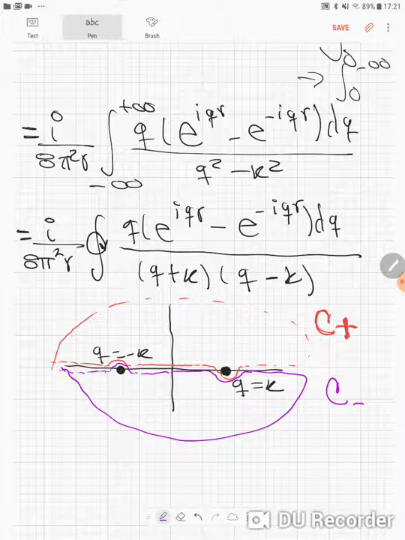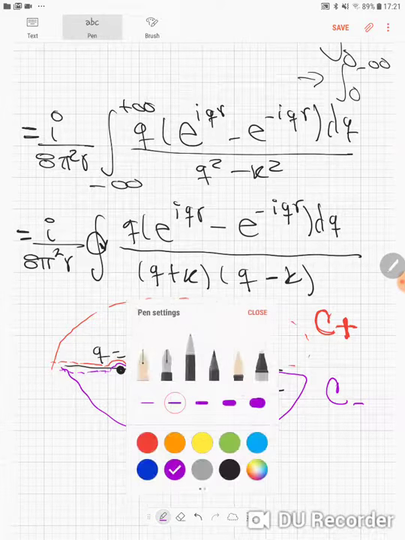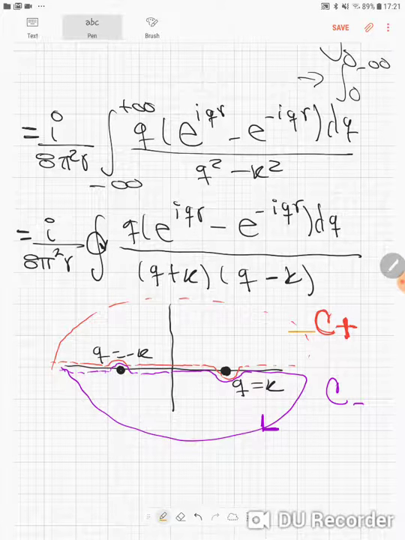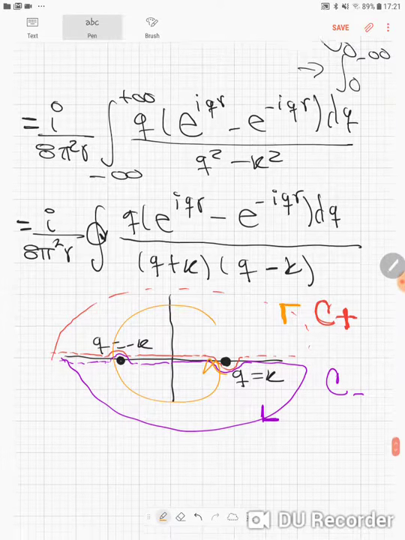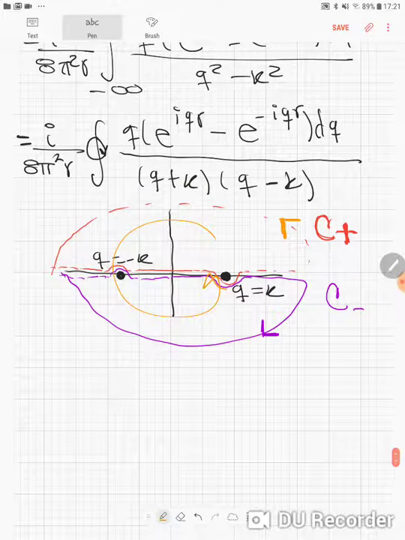Okay, so then, because of the orientation of the integrals, this one goes clockwise, and the upper one goes anti-clockwise, which is the positive direction. So then we're going to write the integral as two separate integrals in two different semicircles.